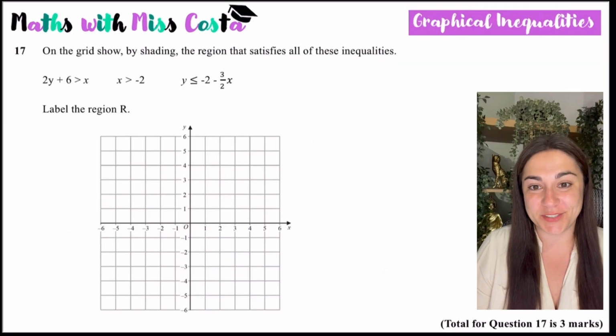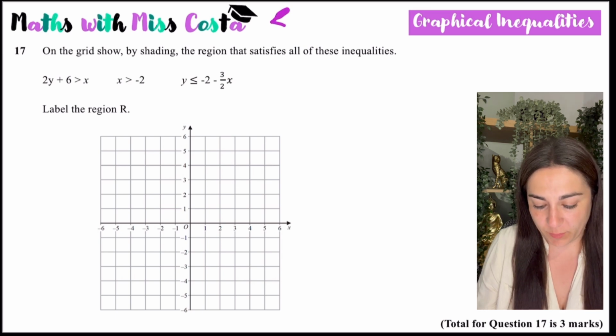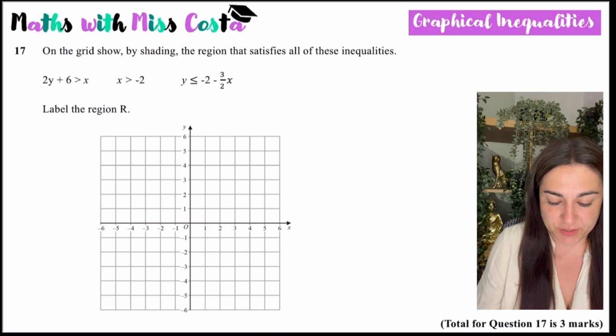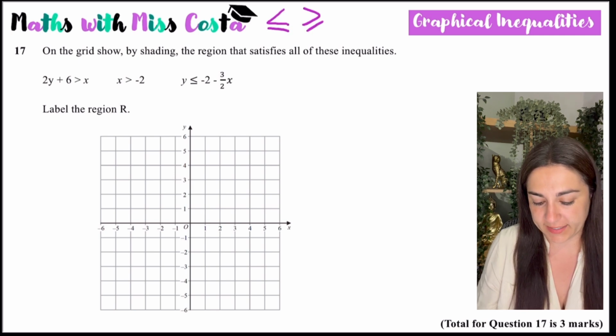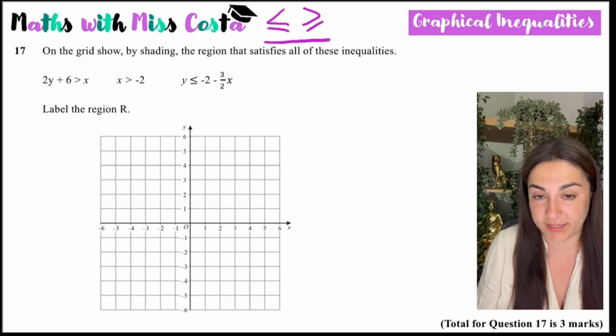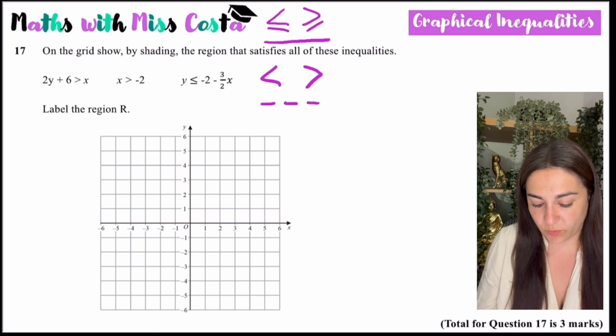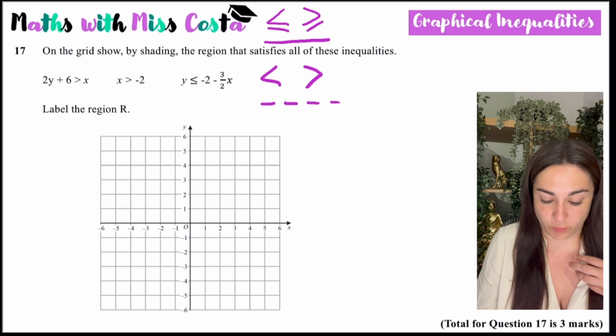Okay, so in this question, we're dealing with graphical inequalities, and there's two things that you really need to remember that everyone forgets. It's that there's two types of lines that we can have when we're drawing these. If your line is greater than or equal to, or less than or equal to, you draw a solid line. If it's less than or greater than, then you draw a dotted line. So this will make a little bit more sense when I explain what we're doing.